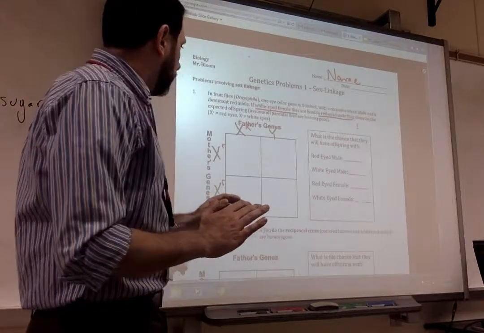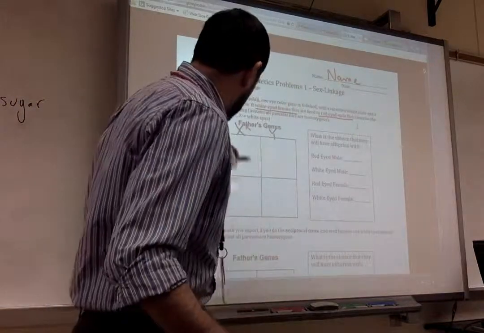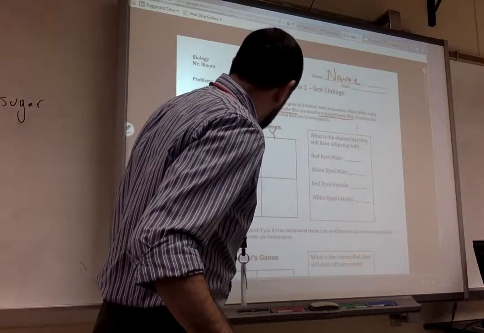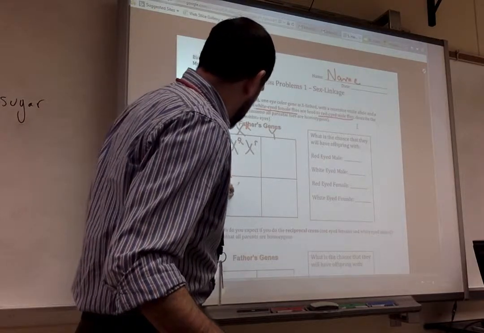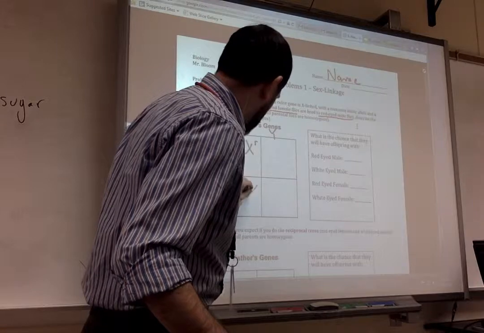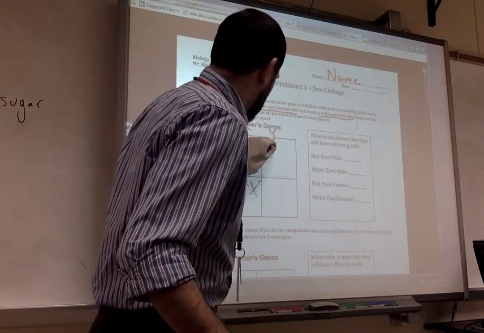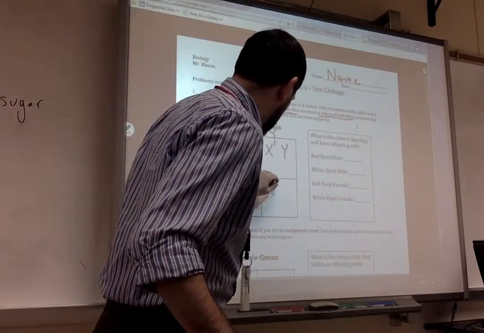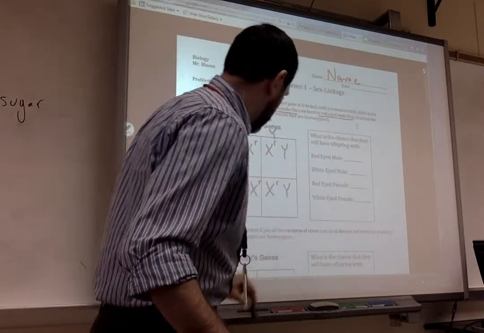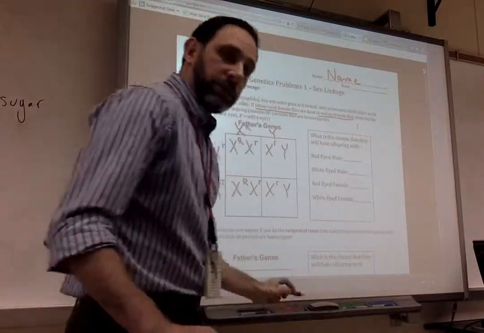So now I can fill this in. We have X capital R, X lowercase r. Here we have X capital R, X lowercase r. Here we have X lowercase r, Y. And here we have X lowercase r, Y. So I'll fill in each genotype.